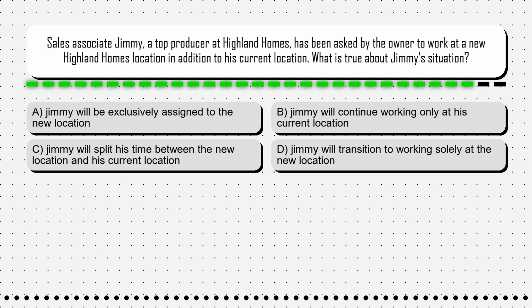Question 76. Sales associate Jimmy, a top producer at Highland Homes, has been asked by the owner to work at a new Highland Homes location in addition to his current location. What is true about Jimmy's situation?